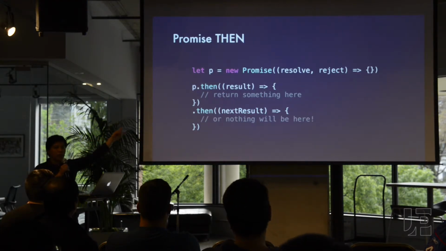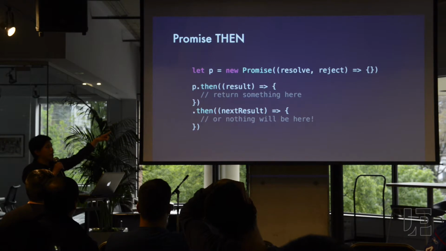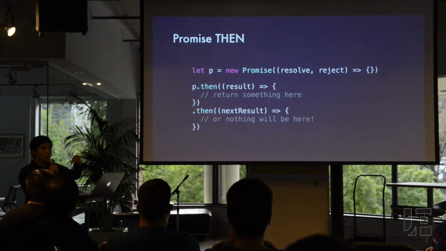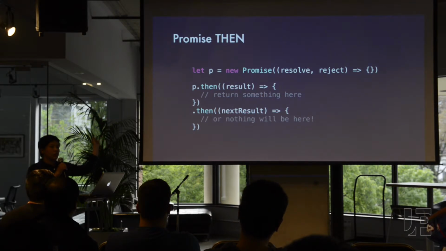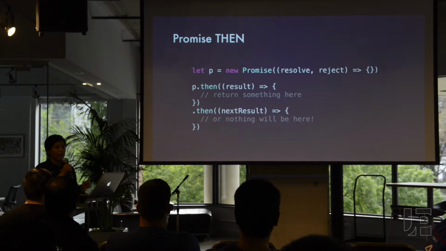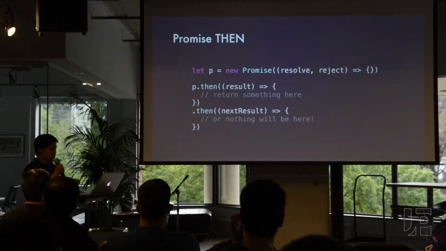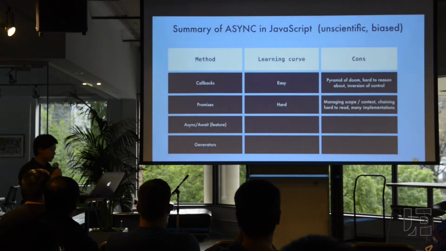I just want to talk about then, or thenables, really quickly. One thing that was really hard for me when I was learning promises is that I didn't realize when you're chaining thens that you actually have to return stuff from your first then in order to get it in your second then. So I just wanted to point that out as a weird gotcha when learning promises.